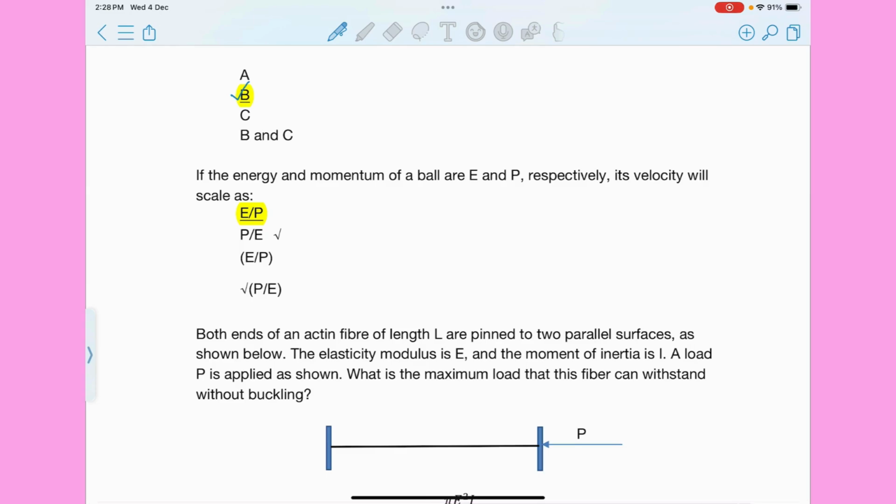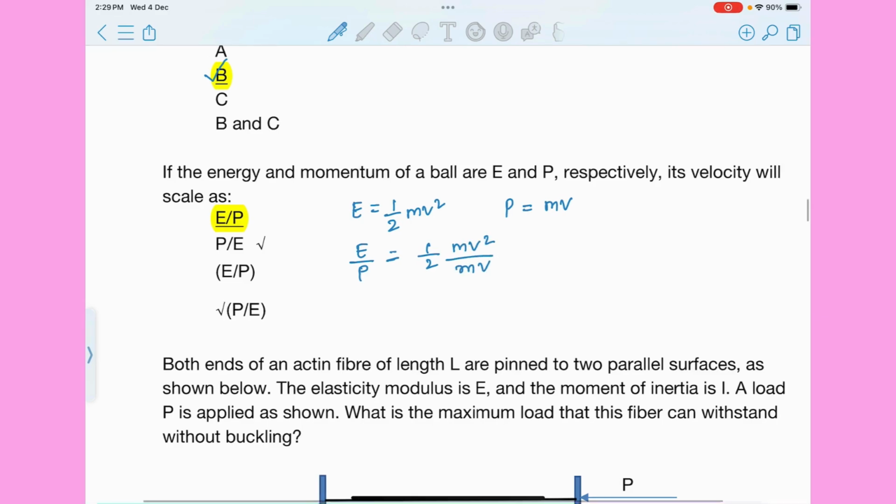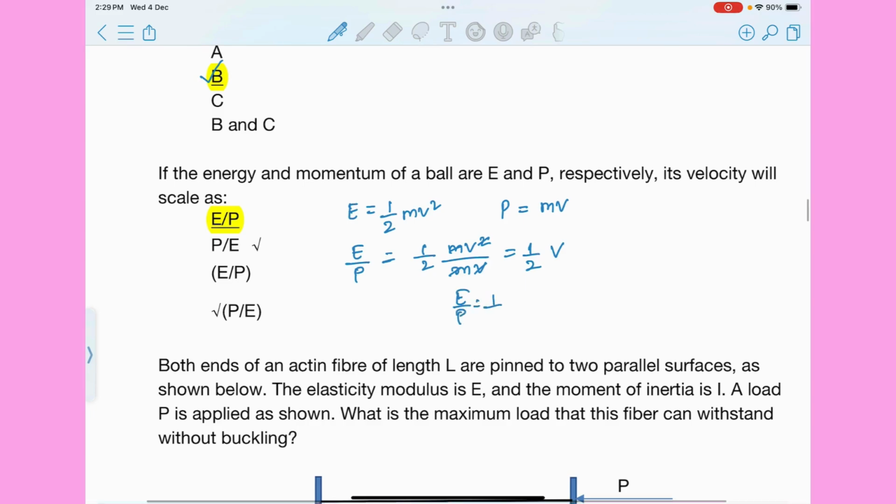If the energy and the momentum of a ball are E and P respectively, its velocity is scaled as. So energy can be written as half mv square and momentum as mv. We need to find out E upon P. When we divide the both, half mv square upon mv, from here m is cancelled, that is half v. So we are seeing that E upon P is equal to half v. V is proportional to E upon P. Option number 1.